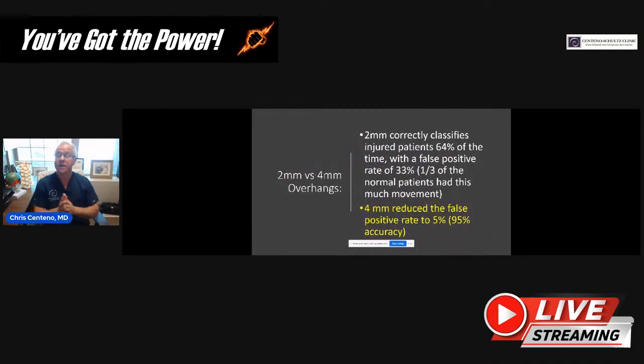So they used these two numbers. They said, okay, let's try 2 millimeters and see if something over 2 millimeters allows us to put those patients in the right bucket. The good news is they correctly classified the injured patients 64% of the time, but they had a high false positive rate. So about a third of the patients who were normal had about 2 millimeters or just above 2 millimeters. So that's not a great number to use. So then they increased it to 4 millimeters, and that totally changed their false positive rate now to 5%. So it was 95% accurate in putting people into one of those two buckets.